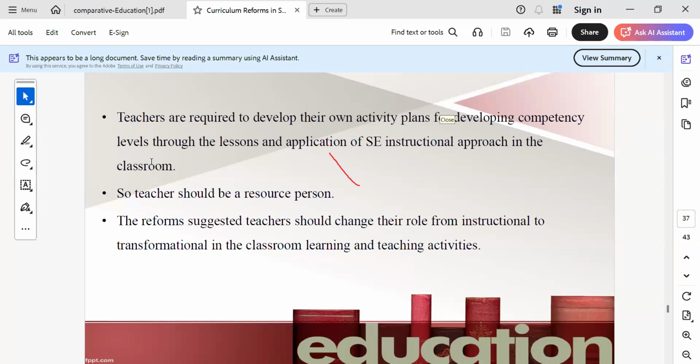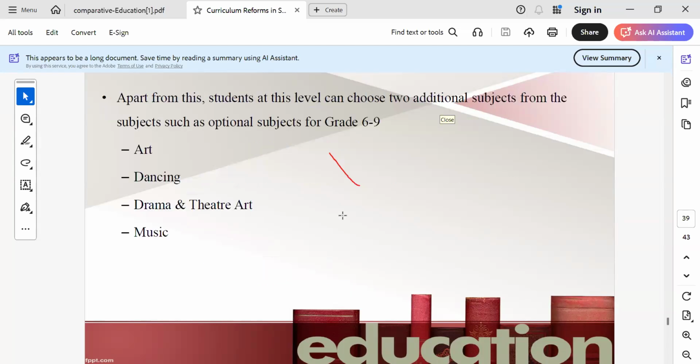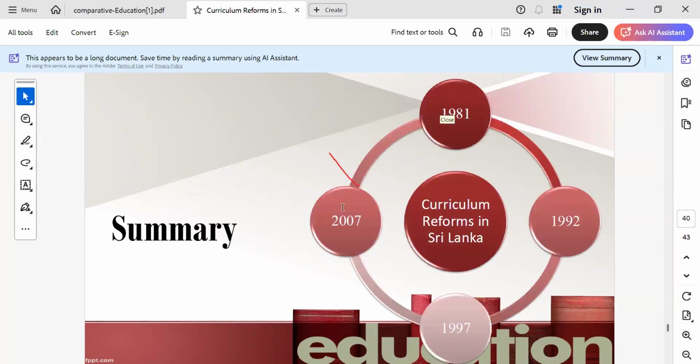Teachers are required to develop their own activity plans. The teacher should be a resource person. And the reform suggests teachers should change their role from instructional to transformational, right? So transformation means to be a facilitator in classroom learning and teaching activities. Instructional means just lecture, right? So in 2007, the role was changed. So these are the subjects, right? 10 subjects, grades 6 to 9. And apart from this, there is a basket. There are basket subjects: art, dancing, drama and theater, and music, right?